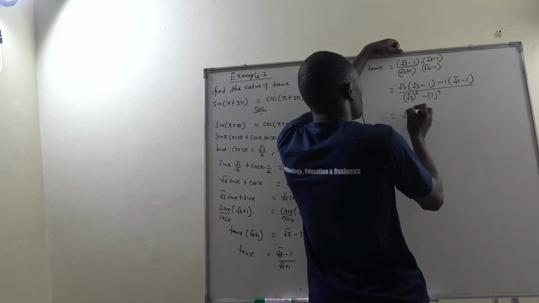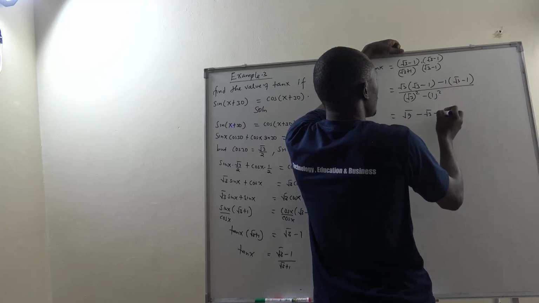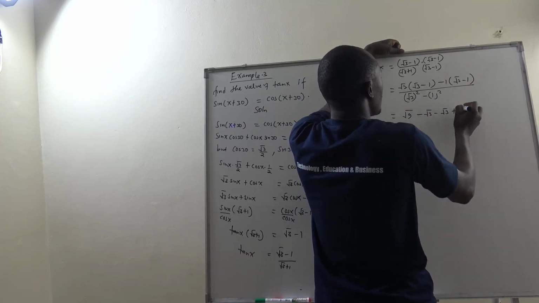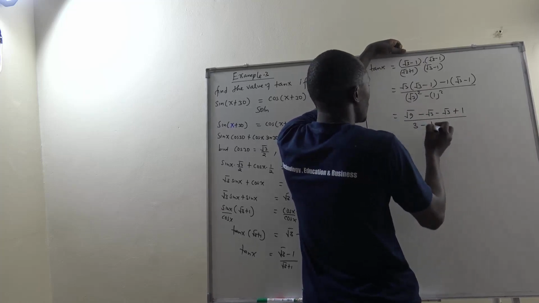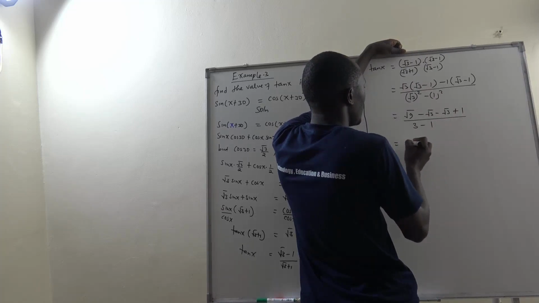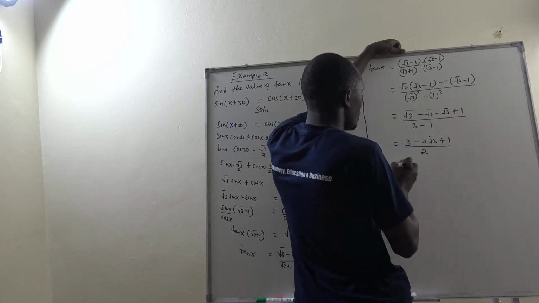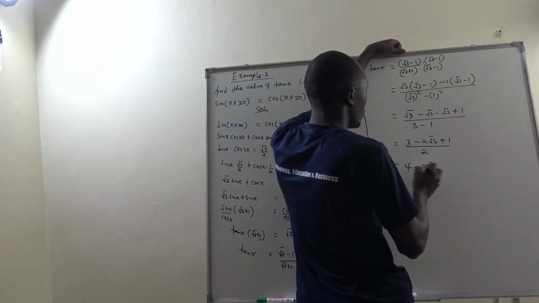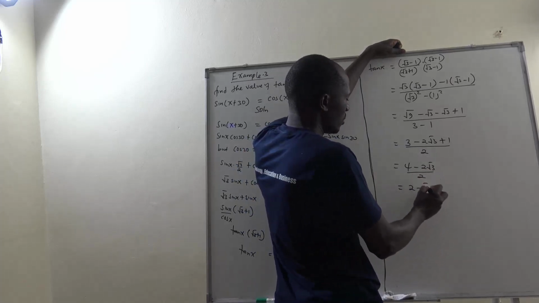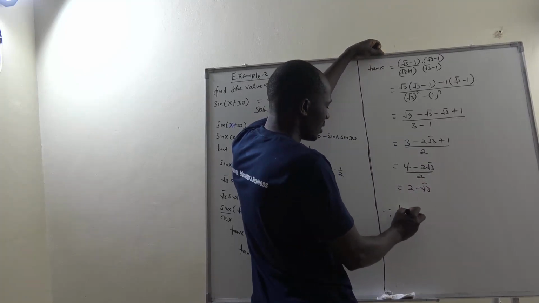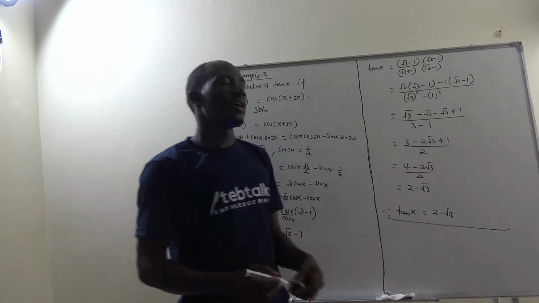Root 3 times root 3, I'm coming out with root 9 minus root 3. Negative times a negative, also minus root 3. A negative times a negative, we say plus 1, all over. What is root 3 squared? We are getting 3 minus 1. The square root of 9 is 3, minus 2 root 3 plus 1 all over 2. This becomes 4 minus 2 root 3 out of 2. Dividing things out by 2, we are coming out with 2 minus root 3. Therefore, tan x equals 2 minus root 3. That's how we get that expression.